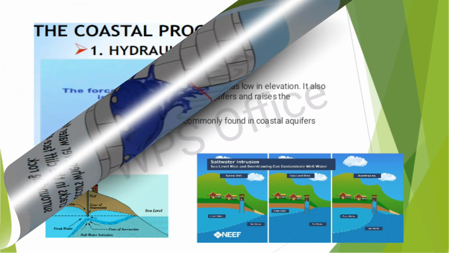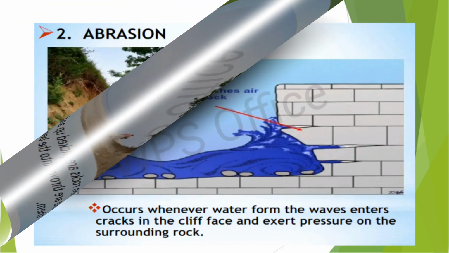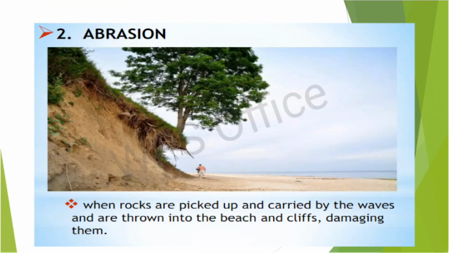The coastal processes are: Number 1, hydraulic action. The force of the waves pushes air into cracks in the rock. It occurs whenever water from the waves enters cracks in the cliff face and exerts pressure on the surrounding rock. Number 2, abrasion. Rocks are picked up and carried by the waves and thrown into the beach and cliffs, damaging them.